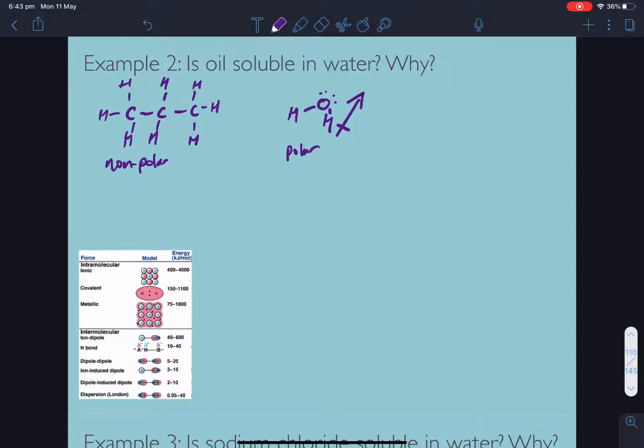Okay, our three possible interactions. We can have oil to oil. How does oil attract oil? How does water attract water? And how does water attract oil? Now, I'm sure from experience you know the answer to this, that oil floats on water. Oil and water don't mix. It's very widely known, but here we're going to see why.